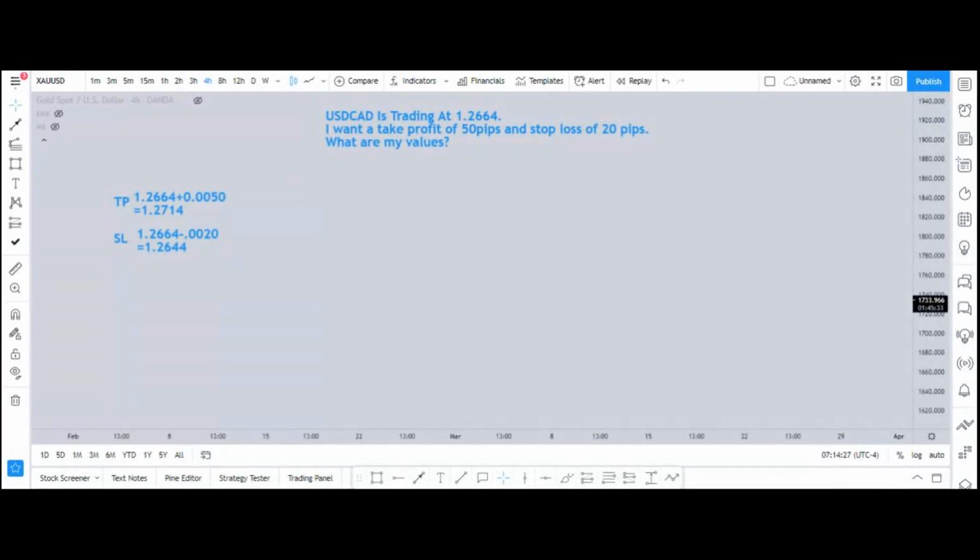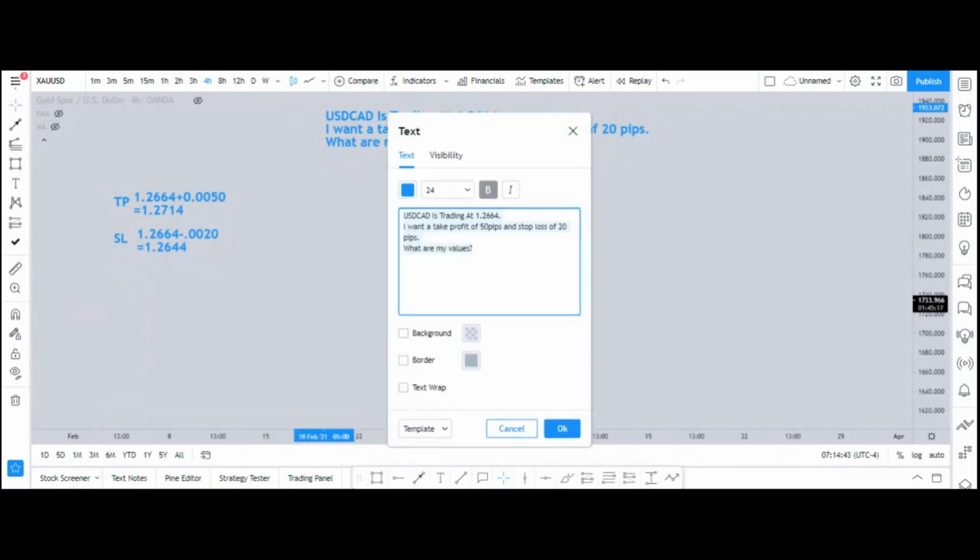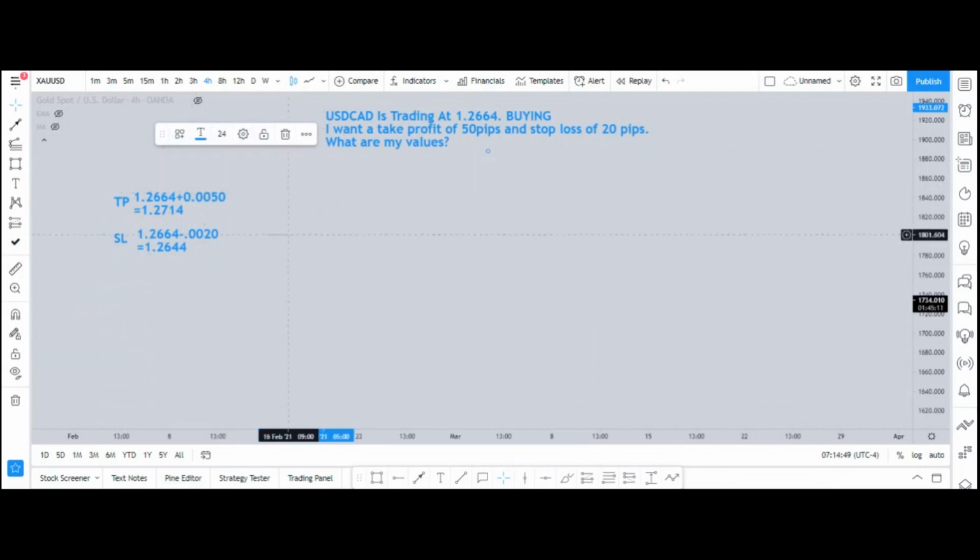So do we understand how take profit and stop loss are calculated? Now, in this scenario, we are buying USD CAD. I forgot to say, we're buying USD CAD, okay? That's why our target is above and our stop loss is below. Jay, if you are typing in a question, drop it in the question section, please. Thank you.